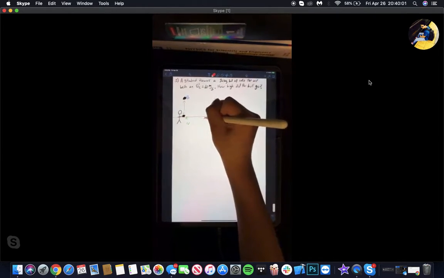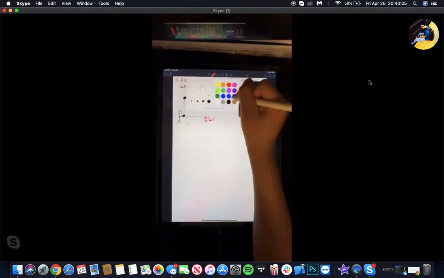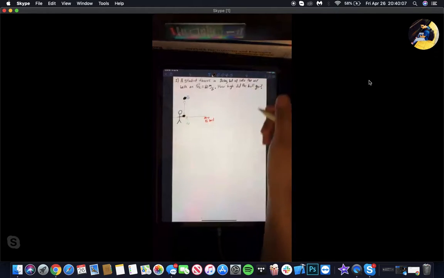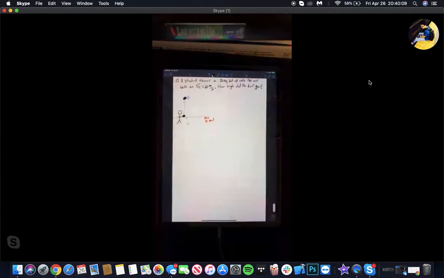So this right here is the 0 PE level. And like always, you just write out your equation. If it asks for energy... what if it asks how long it takes for a ball to drop, like the time?